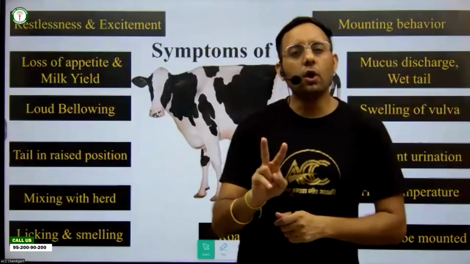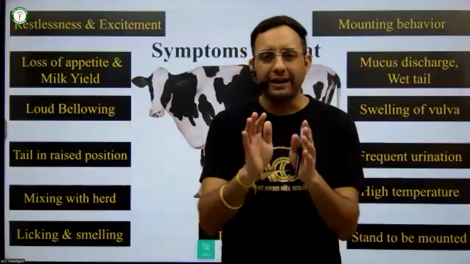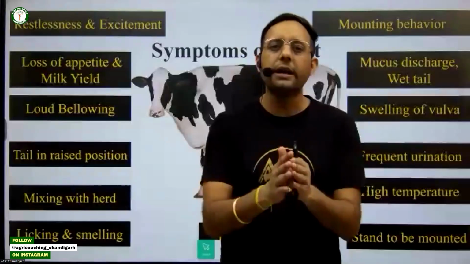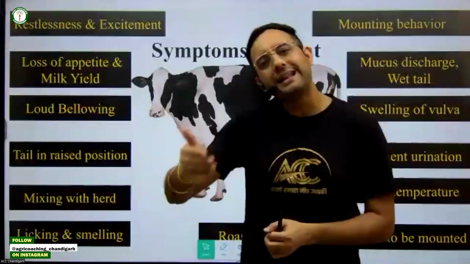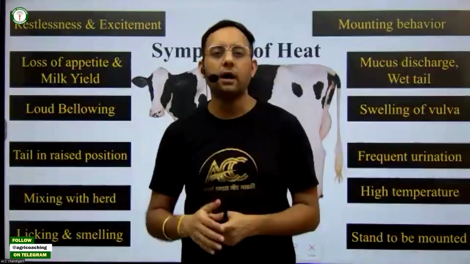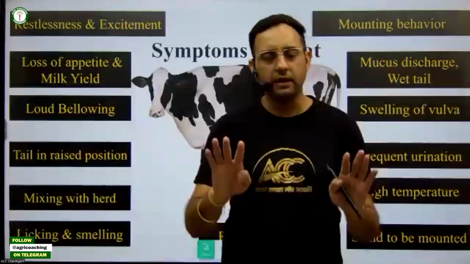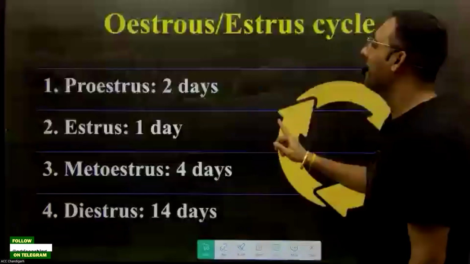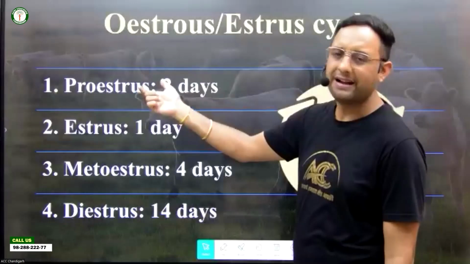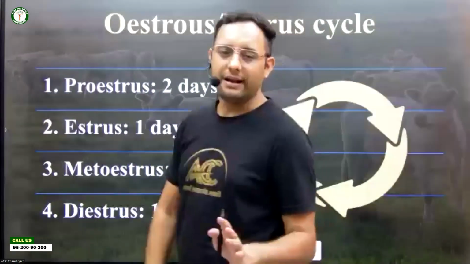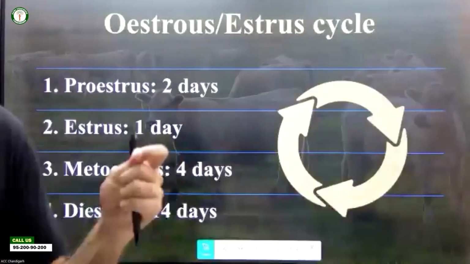Okay, so two hormones are responsible. One hormone is estrogen, which will bring the cow in heat period. And after heat, if the cow gets pregnant, the maintenance of pregnancy will be done by the progesterone hormone. Fine. Okay. So let's continue with our next topic, that is estrus, or call it oestrus cycle. But as I said, the O will remain silent here, so it is termed as estrus cycle.